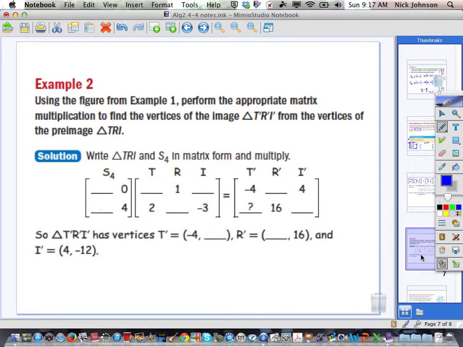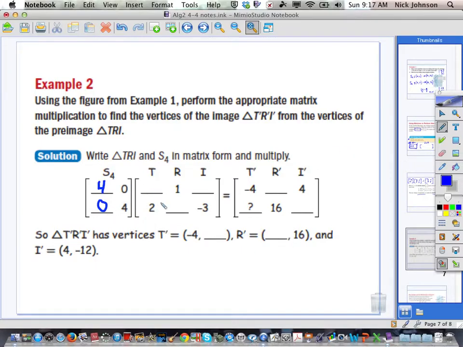Example 2 says, using the figure from example 1, perform the appropriate matrix multiplication to find the vertices of the image T prime, R prime, I prime from the vertices of the pre-image. Try. So, the solution to this, if you remember, we're doing S of 4. Okay? So if you remember, 4s go down the diagonal, 4 and 4, zeros everywhere else.